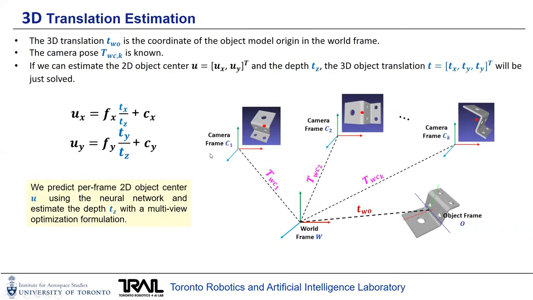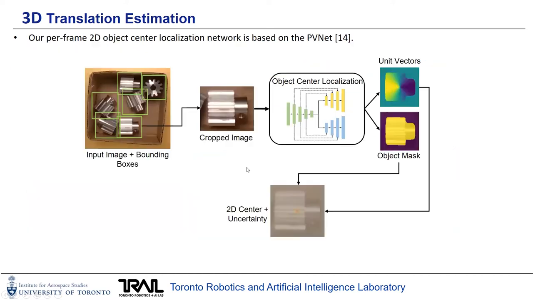And in our work, we use a network to predict the 2D projection of the model origin and use a multi-view optimization to recover the depth. Specifically, for our 2D estimation part, our work is based on PVNet, but instead of estimating multiple keypoints, we only estimate the 2D center point. Given the input image, we first use YOLO to detect the 2D bounding box of each object. For each detection, PVNet estimates a pixel-wise binary mask of the object and a 2D vector field towards the object center. A RANSAC-based approach is finally used to estimate the mean and covariance of the 2D object center.